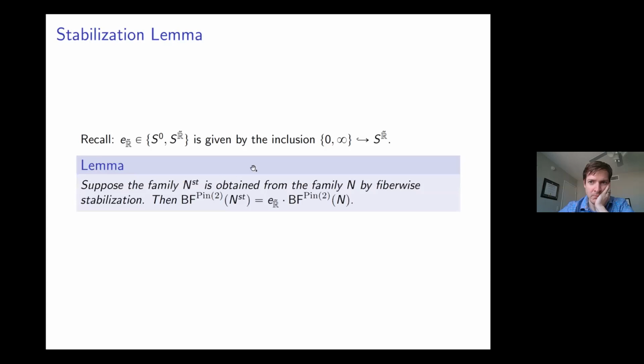Recall that we have this Euler class given by this inclusion. The stabilization lemma states that, suppose we have a family obtained from another family by fiber-wise stabilization, namely fiber-wise connected sum with S2 plus S2. Then the Bauer-Furuta invariant is related by multiplying with the Bauer-Furuta invariant of S2 plus S2, namely this Euler class. So that's the stabilization lemma.